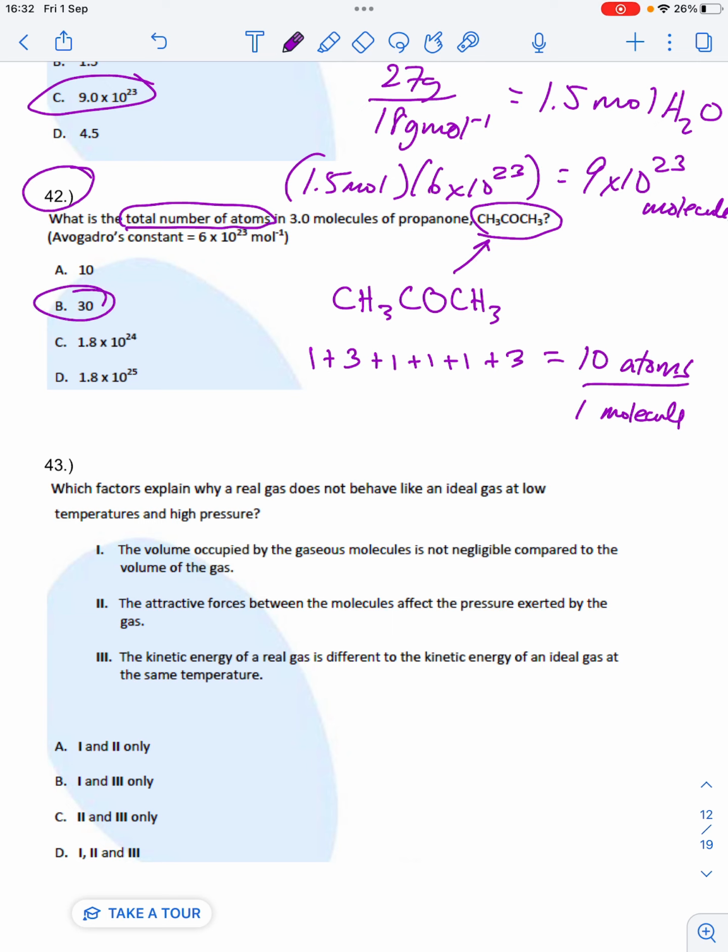I should be able to eliminate these 2 answers if I read carefully and realize that I'm only dealing with 3 little tiny molecules, so I'm not going to have some crazy amount of atoms. If they had said 3 moles, yes, then I would have one of these. I'd have a really big number of atoms. But because I'm only dealing with a couple of molecules, I'm going to have a relatively small number of atoms.